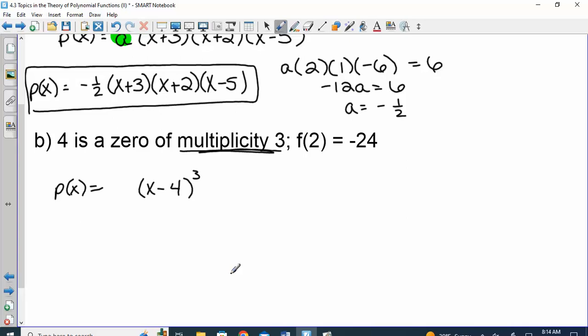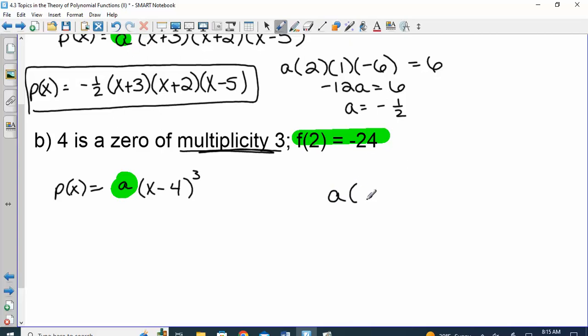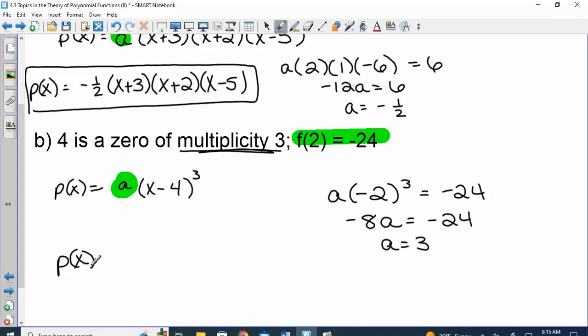Okay, then I also know f of 2 has to equal negative 24. So that's telling me there might be a number out in front. Let's figure out what that number is. If I put in a 2, 2 minus 4 is negative 2, cubed, and this has to equal negative 24. So I get negative 8a equals negative 24. So a is 3. So that's 3 times x minus 4 cubed.